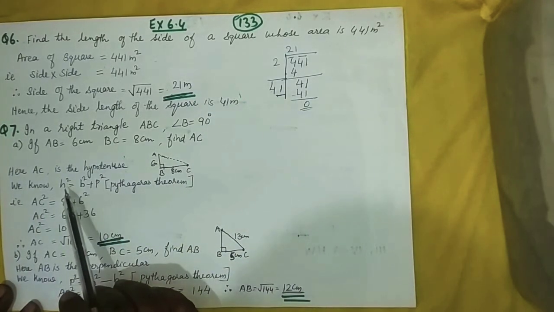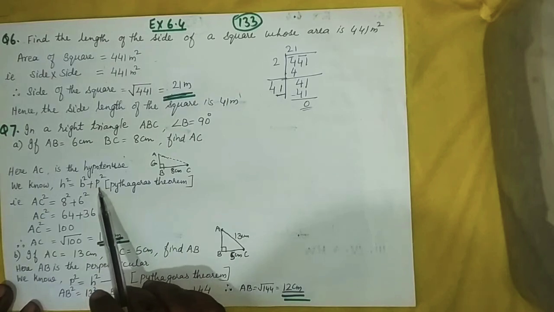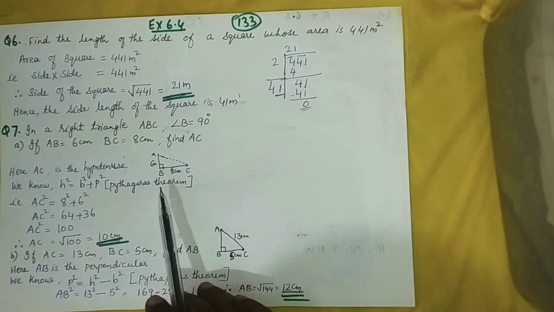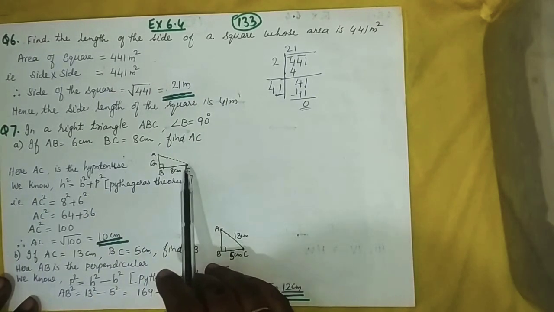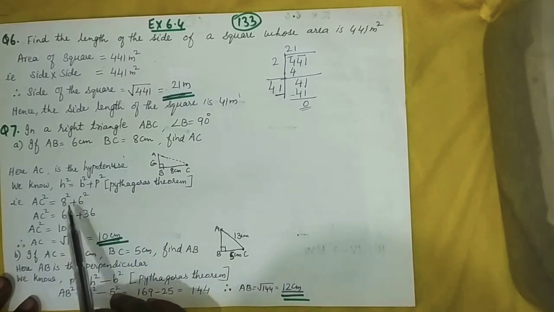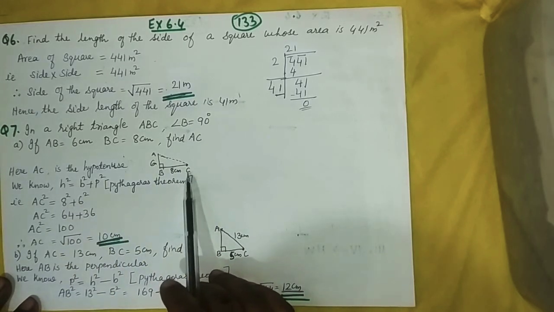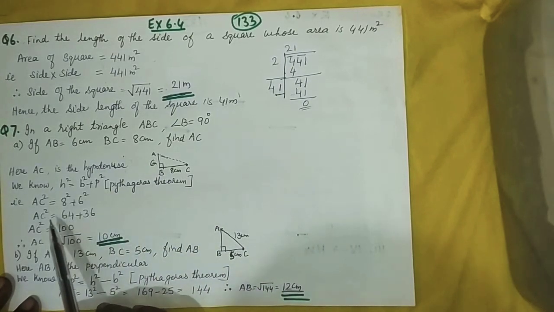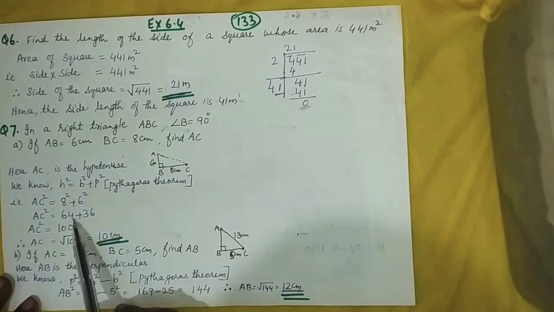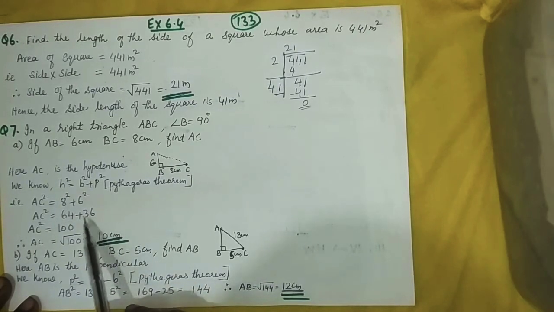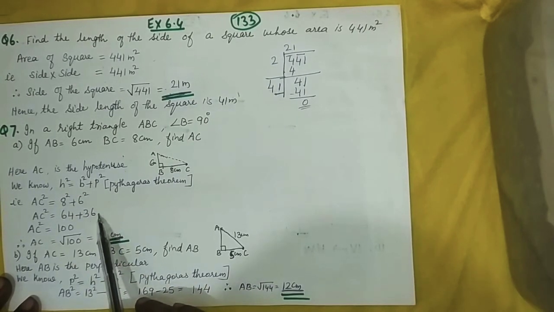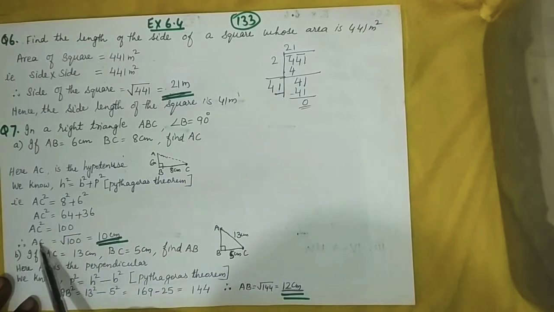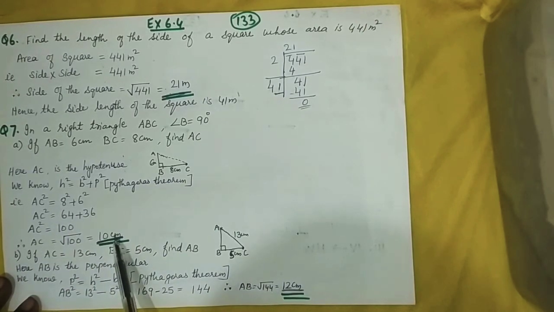We know hypotenuse square is what? Base square plus perpendicular square. Pythagoras theorem. So hypotenuse is AC. So AC square is, base square is what? 8 cm, that means 8 square. And perpendicular square is 6 square. Okay, so AC square is 8 square means 64, 6 square means 36. Their sum, 64 plus 36, AC square is 100. So AC is square root of 100. What is that? 10 cm. So the length of AC is 10 cm.